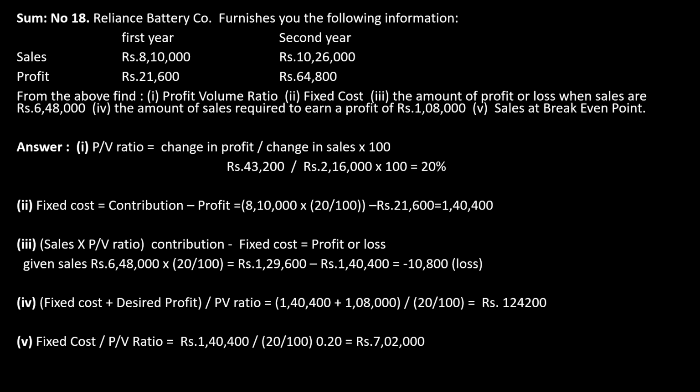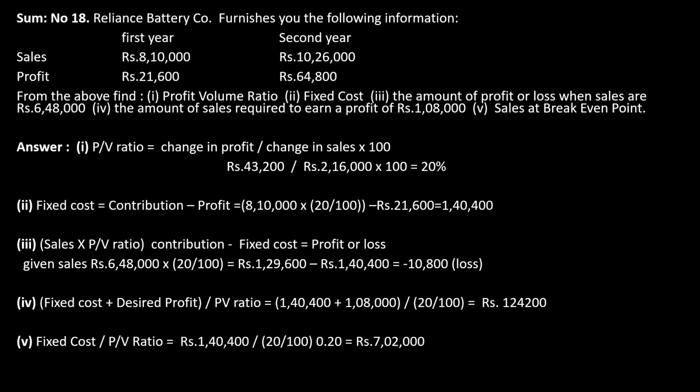Then next question, subdivision 2. Fixed cost, again as we did in the previous case. My fixed cost will be contribution minus profit. As I told you, you can take any sales here. I'm going to take the first year sales now. 8,10,000 into PV ratio 20% will give me some answer. That minus my profit will give me the fixed cost.